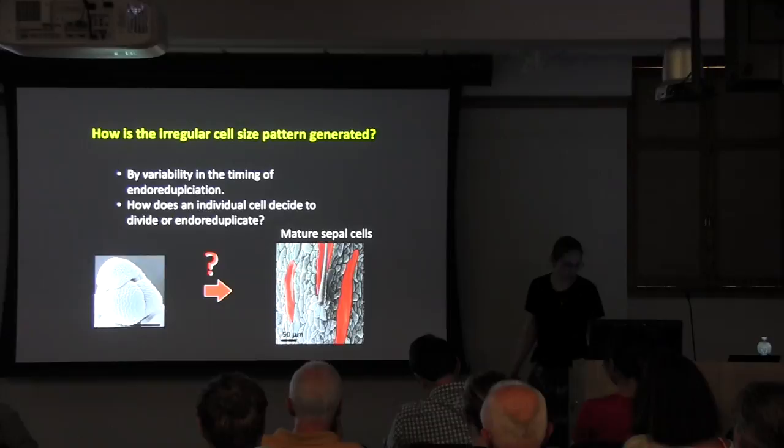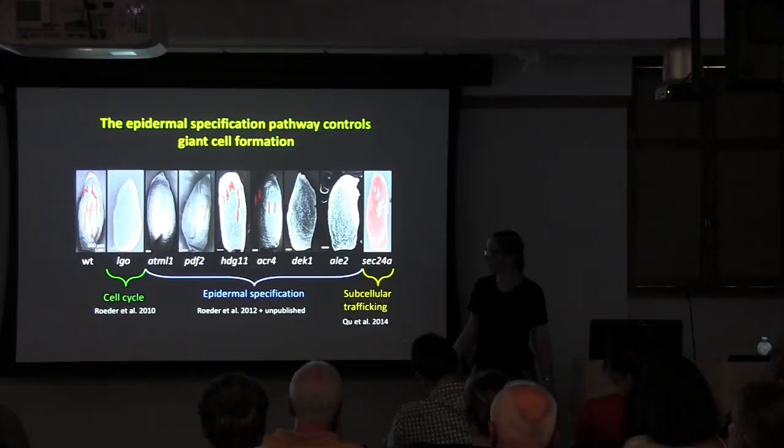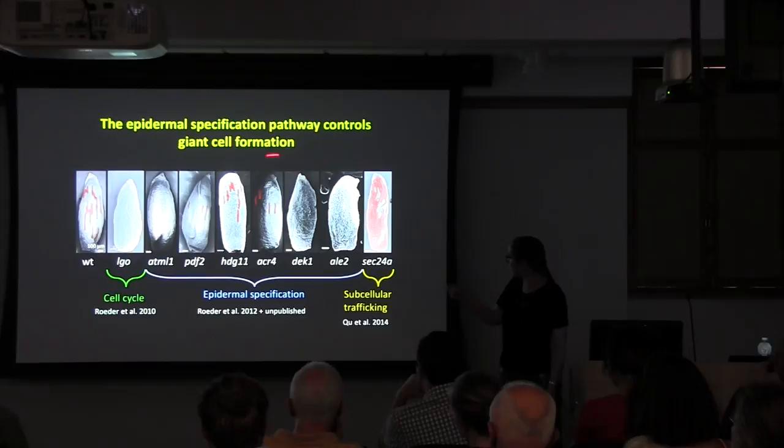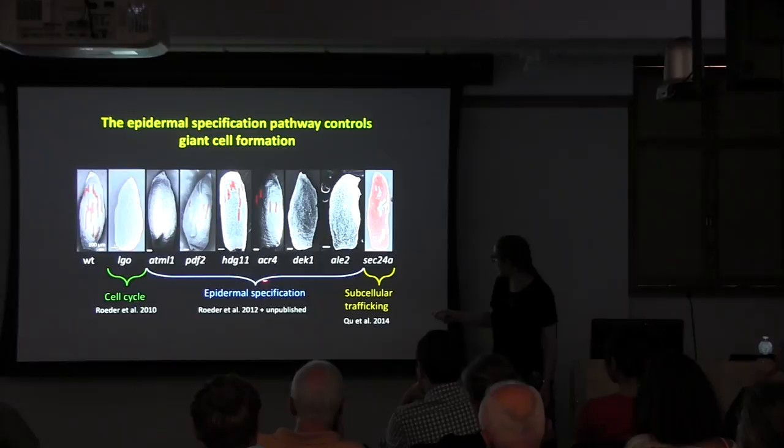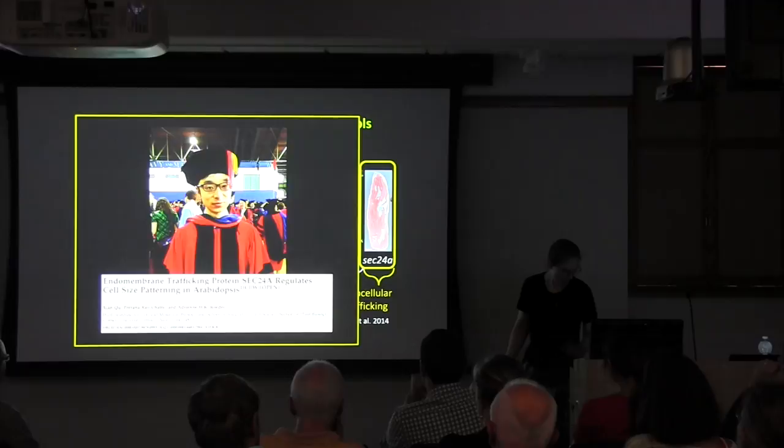So to start to get at this question, when I was a postdoc, I started a mutant screen, and we finished this mutant screen in my lab looking for mutants that affect giant cell formation. And we've pulled out quite a number of mutants. One is a cell cycle regulator that we'll come back to. There's a number of mutants in the epidermal specification pathway. This was quite a surprise. And there was one mutant with ectopic giant cells. It's involved in subcellular trafficking. And this was the work of my first graduate student, Xian, and he published a nice Plant Physiology paper on that.